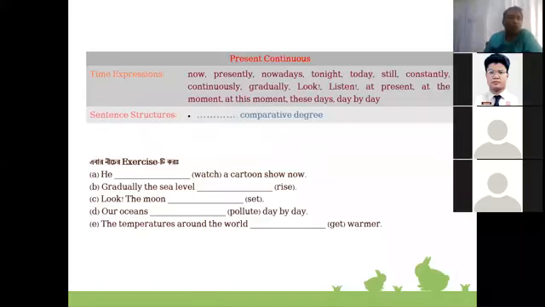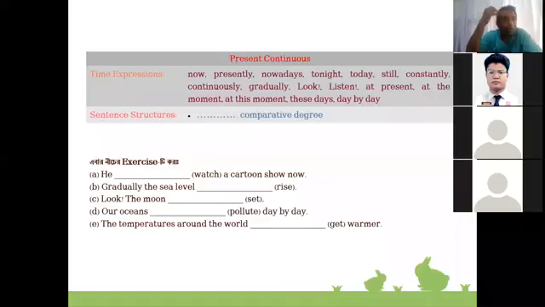Our oceans are polluted. Remember to use the passive structure when needed. Are being polluted, sir. Good. Our oceans are being polluted day by day.